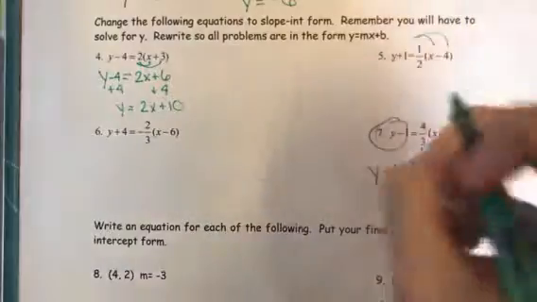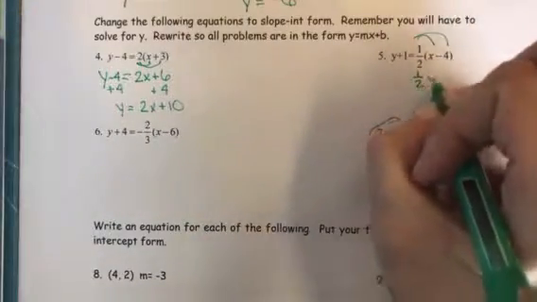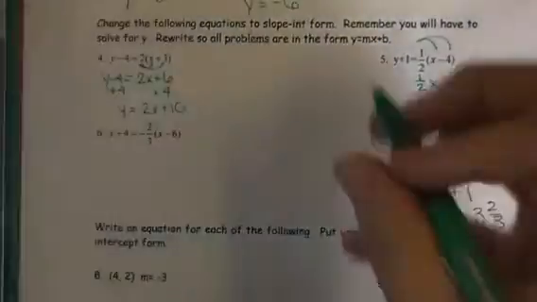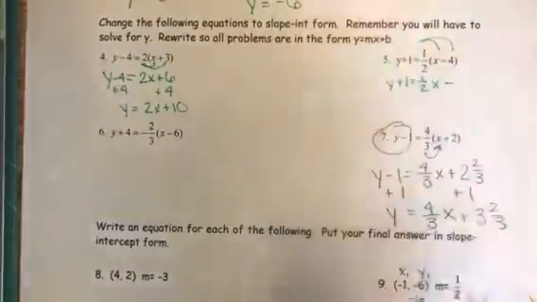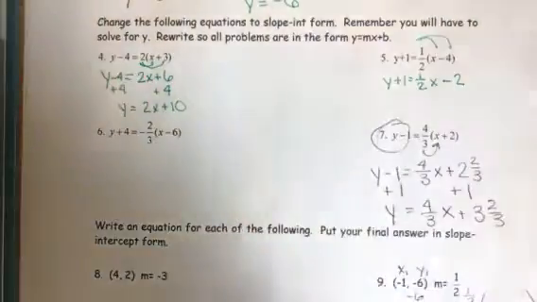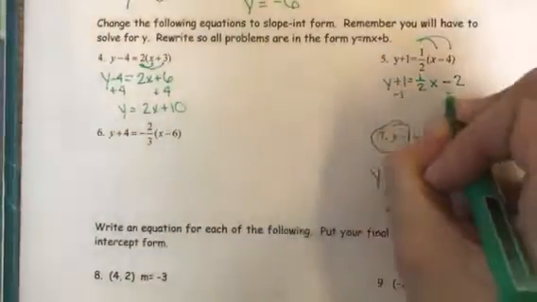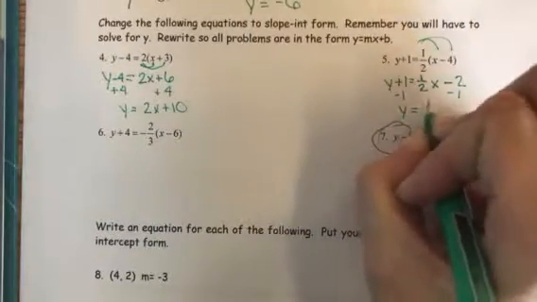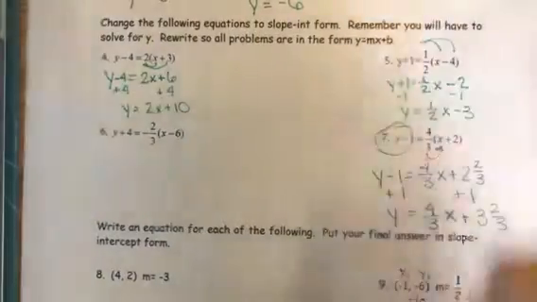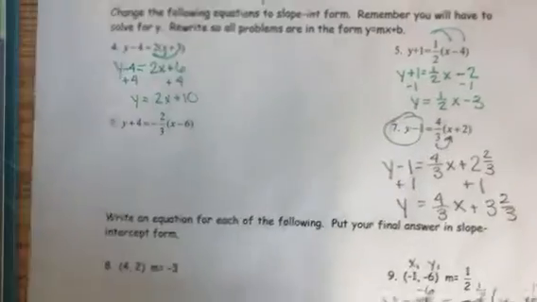Number 5, you should have distributed the 1/2 first, so that would give us y + 1 = 1/2 x - 2. Then we'll subtract the 1, so you should have a final answer of y = 1/2 x - 3.